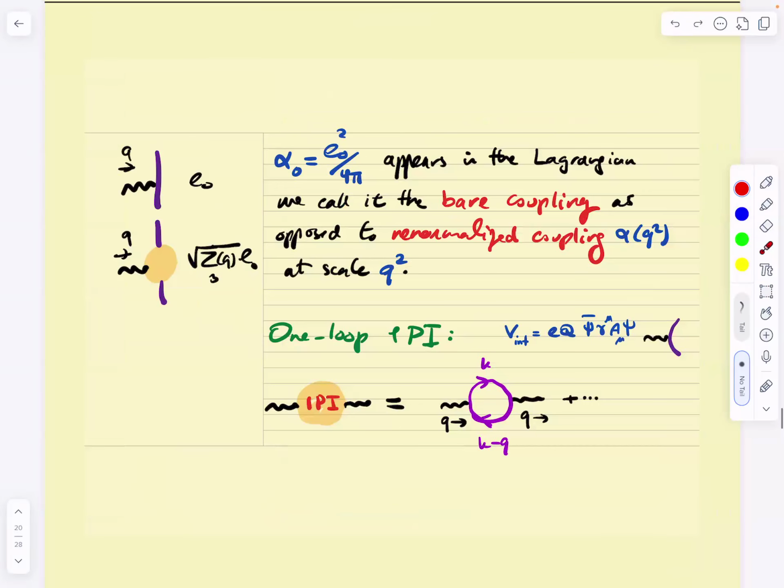So now consider this one PI diagram. We're going to calculate it. We're going to see what this pi is.